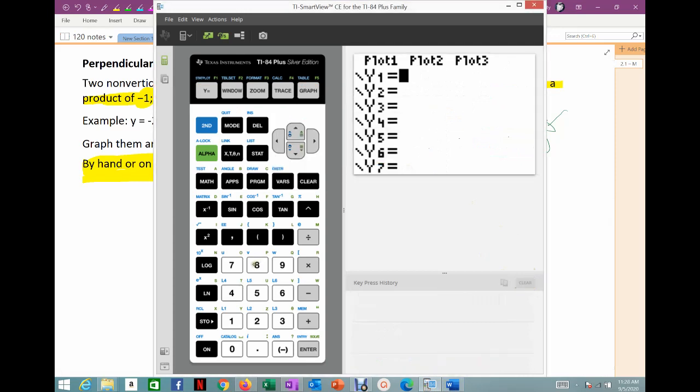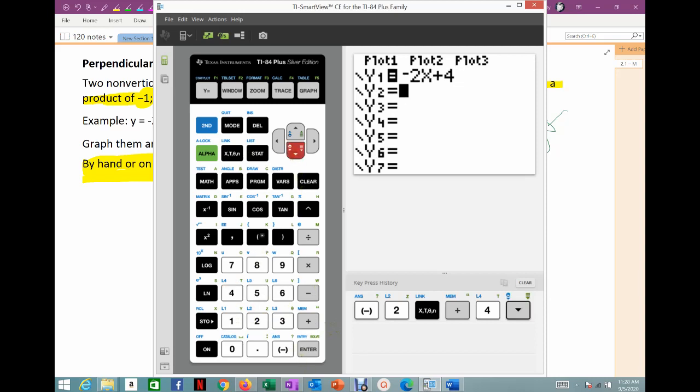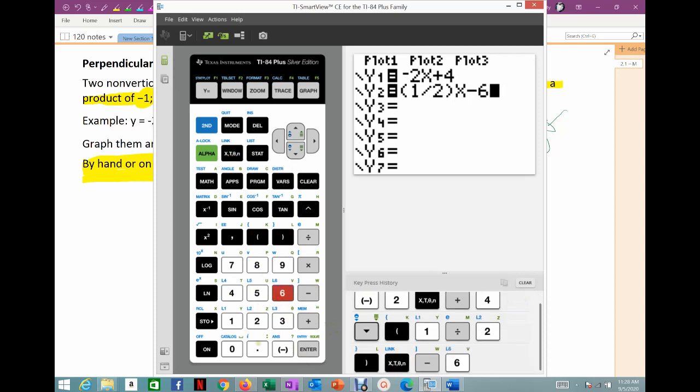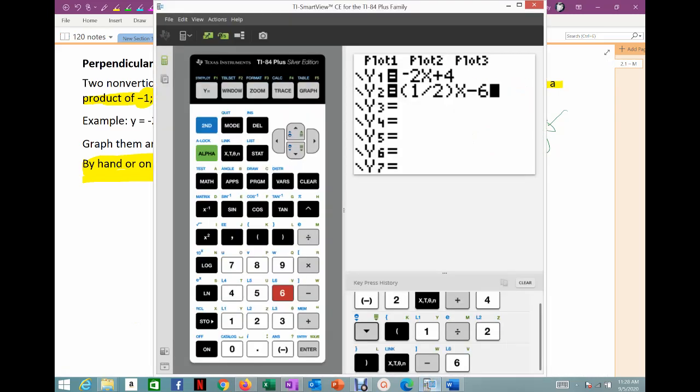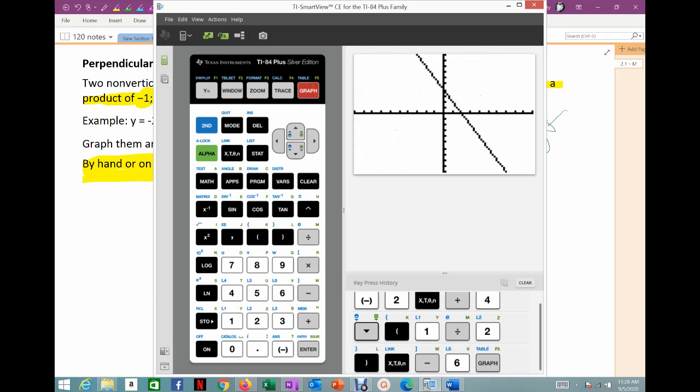So I'm going to type in the first equation, which was -2x plus 4. My second equation was 1/2 x minus 6. Should I double check? Those were right? Yeah, those are right. The same window should work, so I should be able to go ahead and graph. Both of them should land in the standard window. There's the first, there's the second.